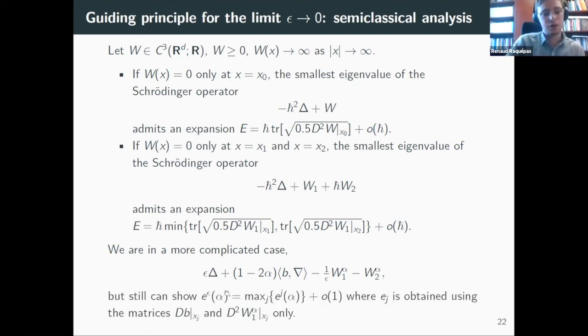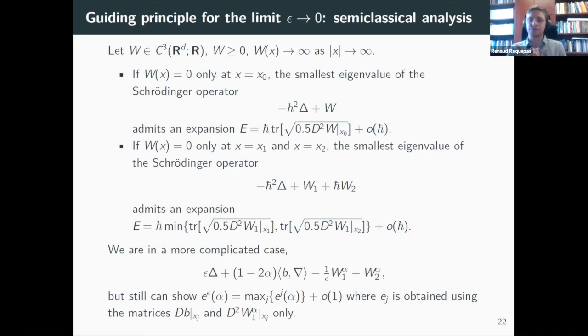Meaning that the smallest eigenvalue, now it's not order epsilon anymore because the scaling is different, it's order one. And it's the max, now not the min because the sign is flipped, of the eigenvalues that you would obtain by looking at the linearization of such operators. I mean, you make a quadratic approximation of this and a linear approximation of this, and you compute the eigenvalue.